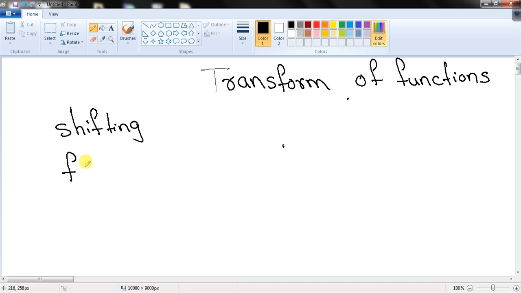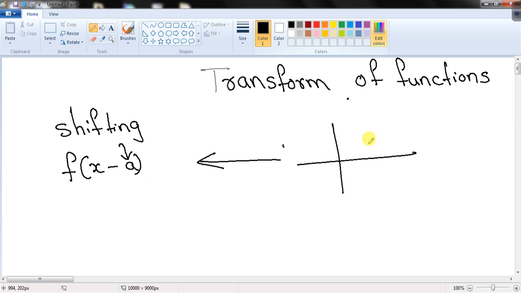So f of x minus a. What is f of x minus a? Assuming a is a positive constant. So most of us think that f of x minus a is shifting the graph towards negative x-axis on the left side, which is wrong. If a is positive, f of x minus a means shift the graph towards positive x-axis.